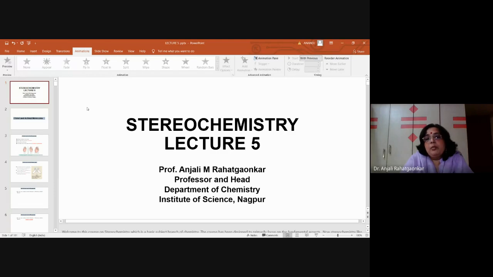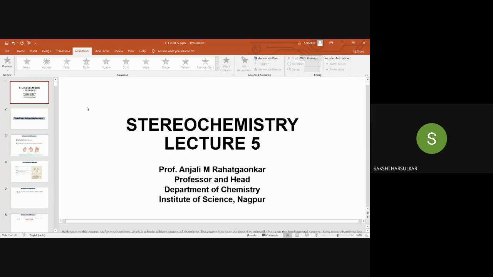The first element is the identity. The second element is the proper axis or rotational axis of symmetry. The third one is the plane of symmetry or mirror plane of symmetry. Then the fourth is the center of symmetry or inversion center. And the fifth is the improper axis of symmetry, or alternating axis of symmetry.